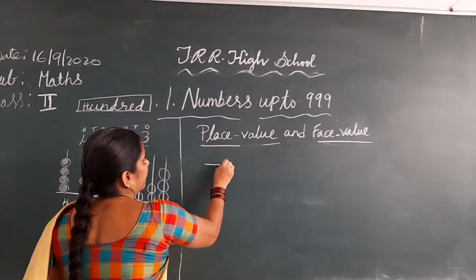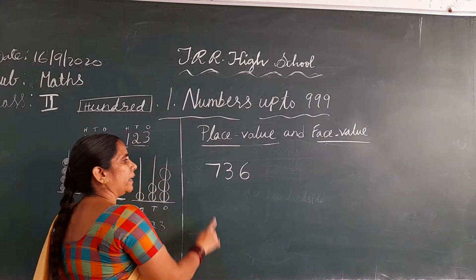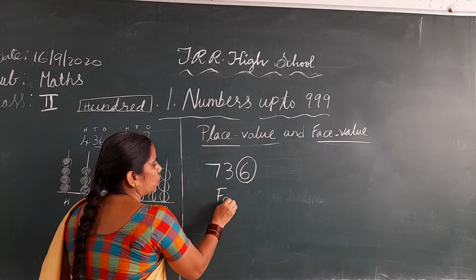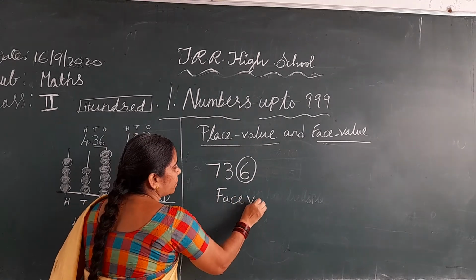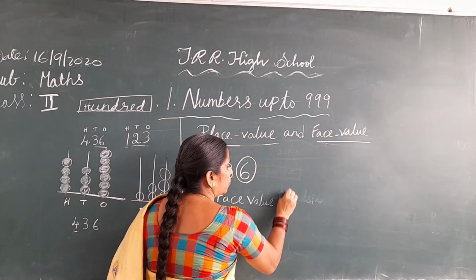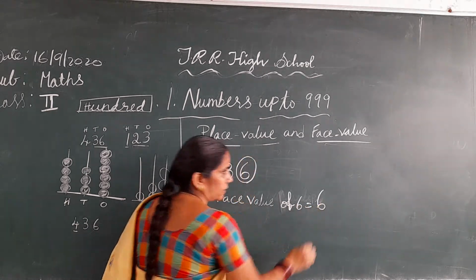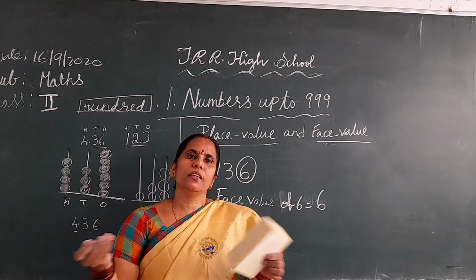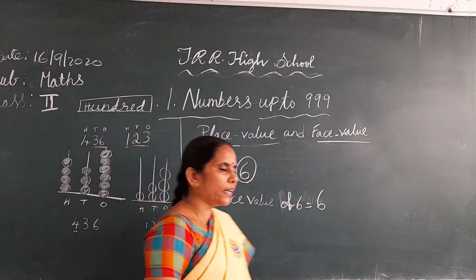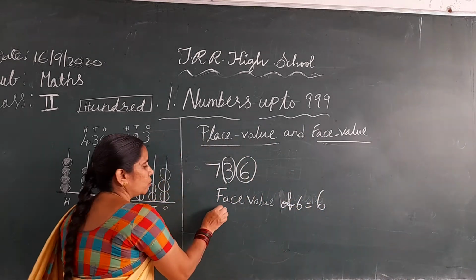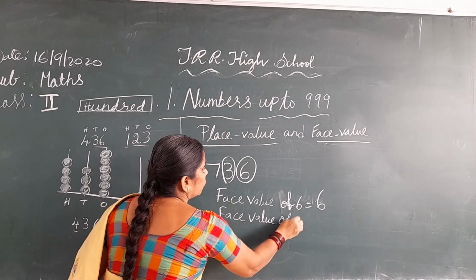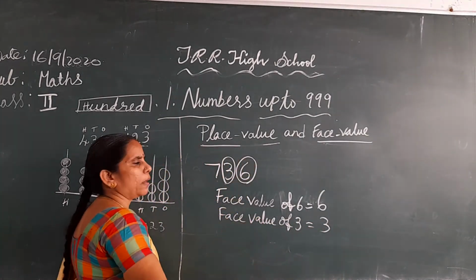Here, 736. Face value of 6. Face value, don't be confused. The face value of 6 is 6. If you stand here and see in the mirror, it is the same. And the face value of 3, if you stand here and see the face, is also the same. So here the face value of 3 is 3 only, itself. You will get the same number.